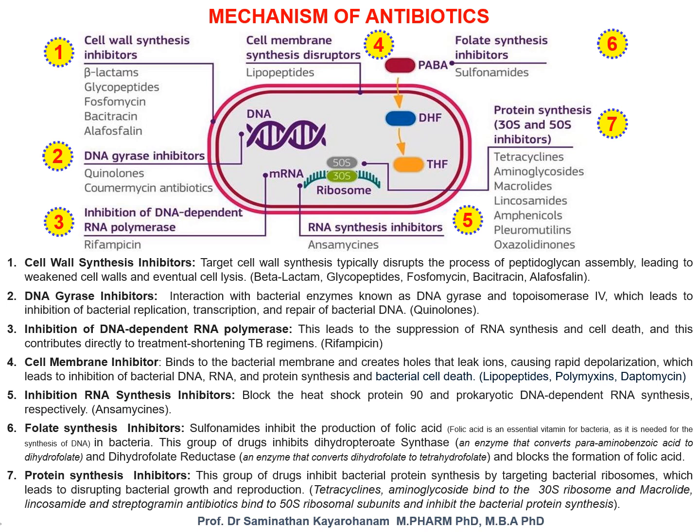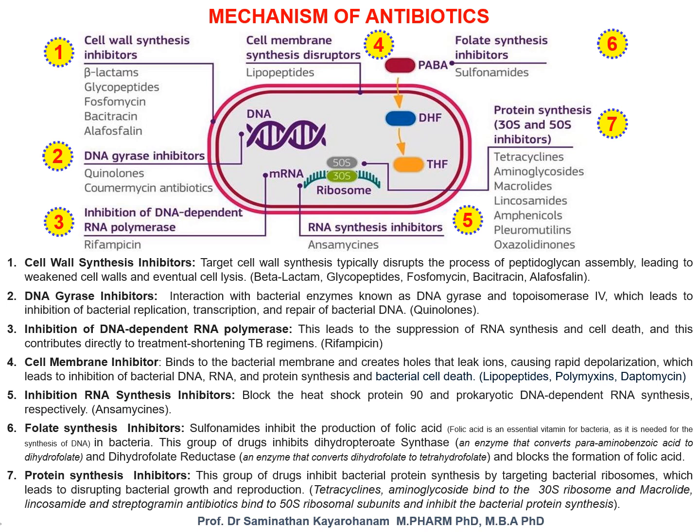Number 6. Folate synthesis inhibitors. Sulfonamides inhibit the production of folic acid in bacteria. Folic acid is an essential vitamin for bacteria, as it is needed for the synthesis of DNA. This group of drugs inhibits dihydropteroate synthase and dihydrofolate reductase and blocks the formation of folic acid.